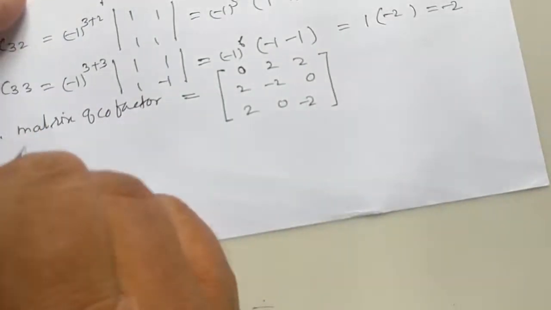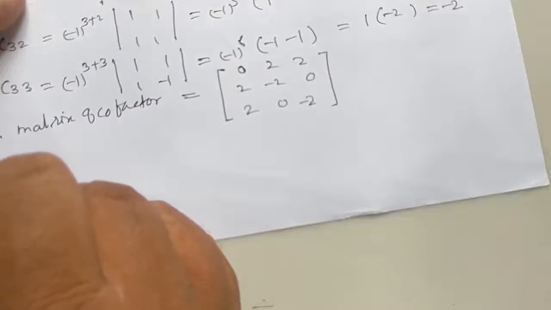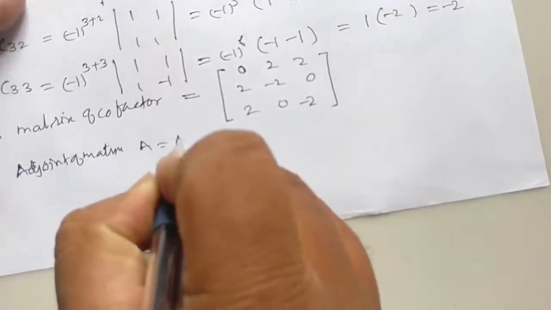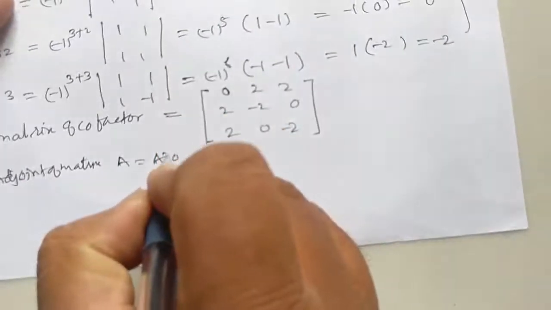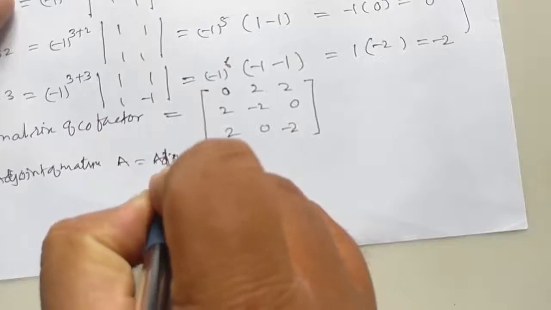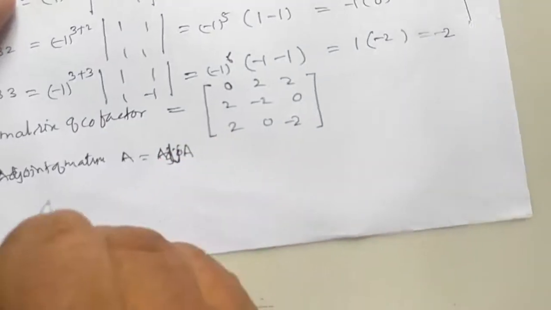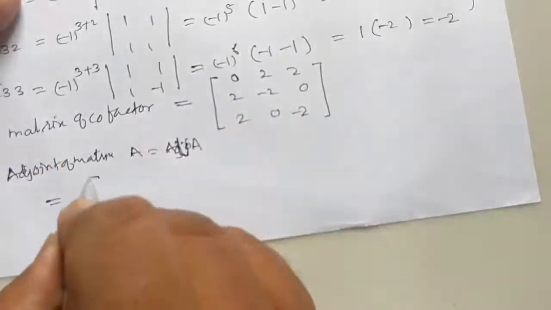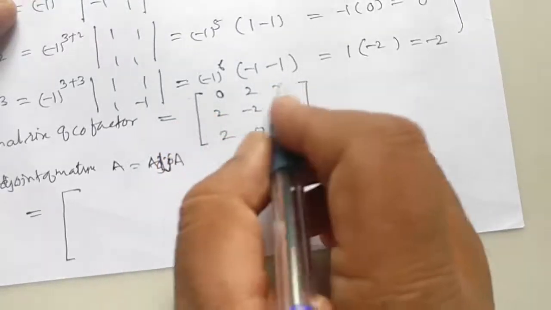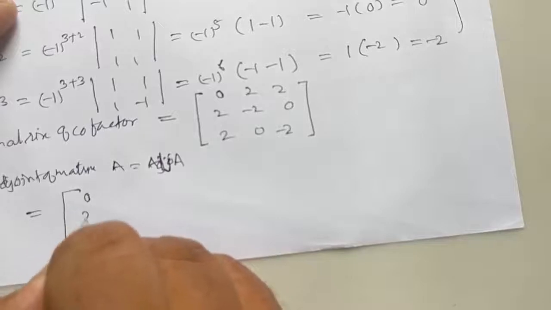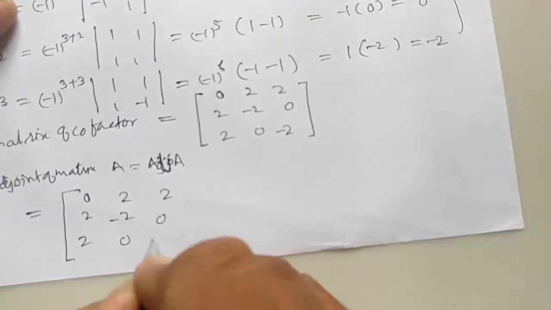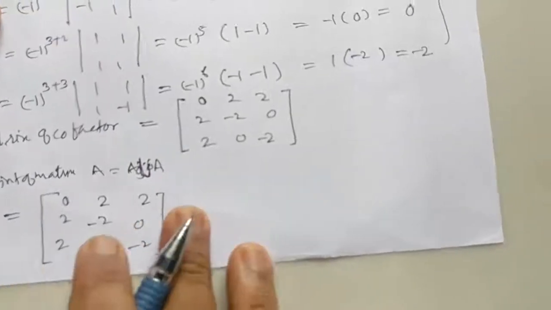Now the adjoint of the matrix A, denoted by adjoint of A, is given by the transpose of the matrix of cofactors, that is, we change rows into columns. So this is the adjoint of the matrix.